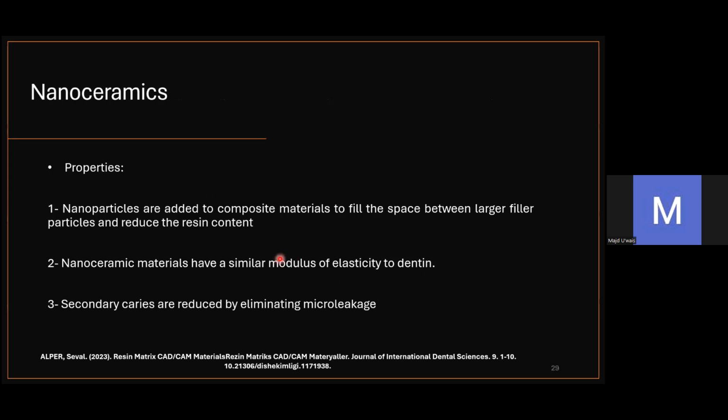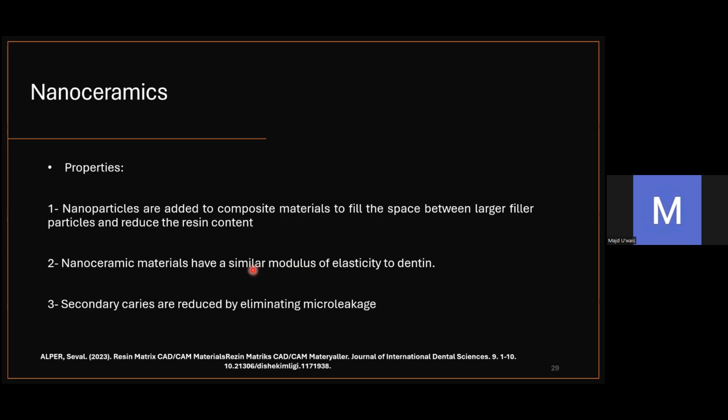First, the property of the nanoceramic, which is the nanoparticles that are added to the composite material to fill the space between larger filler particles and reduce the resin content. And these nanoparticles will cause less spaces, which means less light scattering, which means improving translucency. Also, reducing porosities. If you incorporate nanoparticles within these spaces, you will reduce the porosities, so you will improve the compressive and tensile strength.